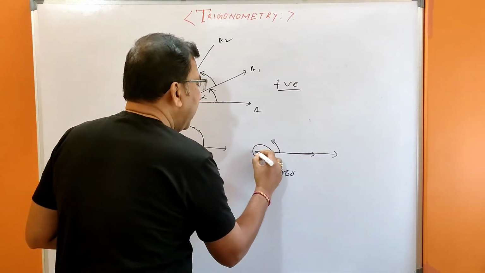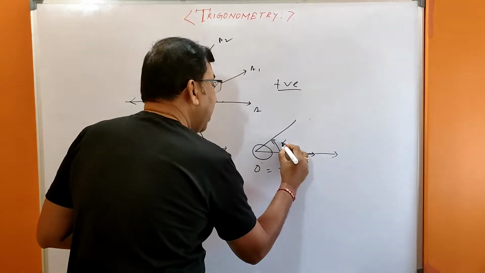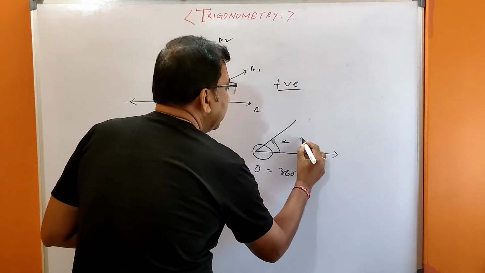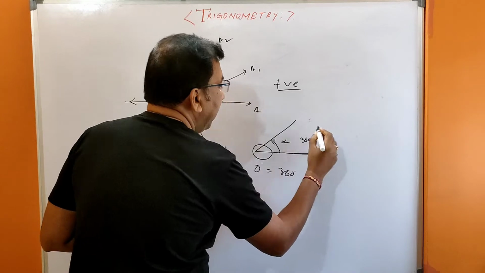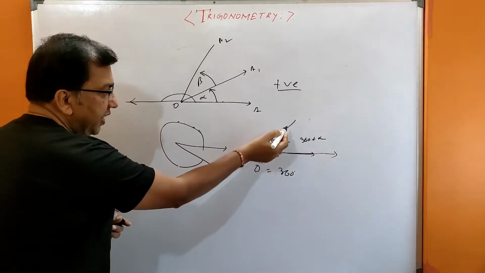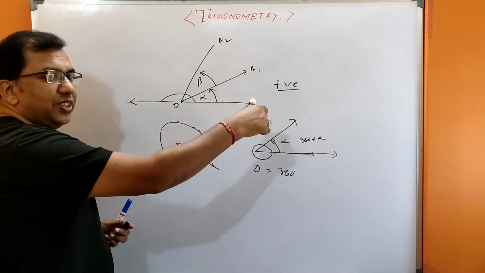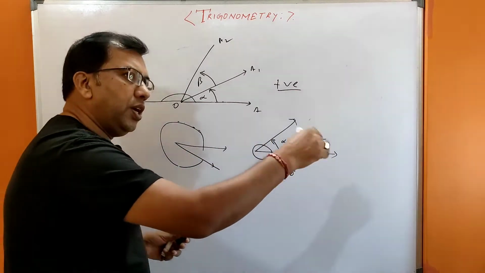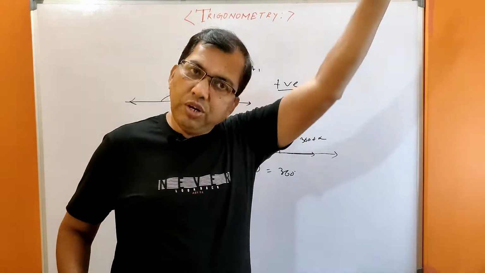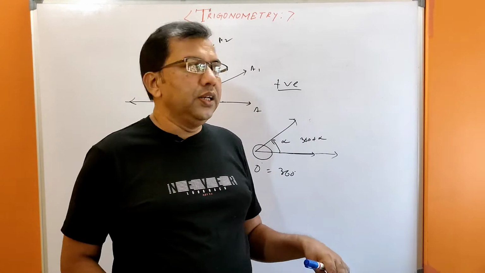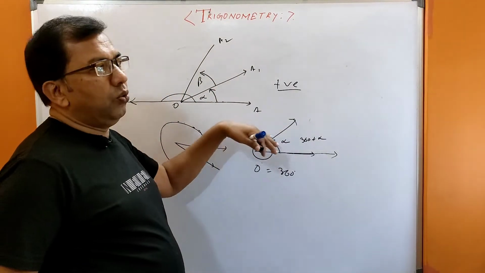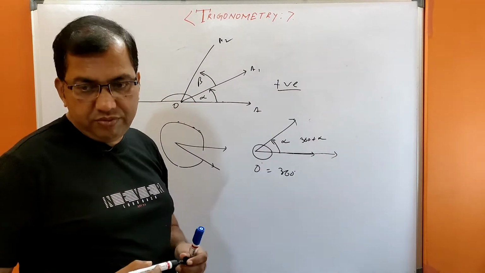Then this is 360 plus alpha. Then again it will rotate anti-clockwise. So it may continue up to infinity. That is, the value of theta will be positive infinity.